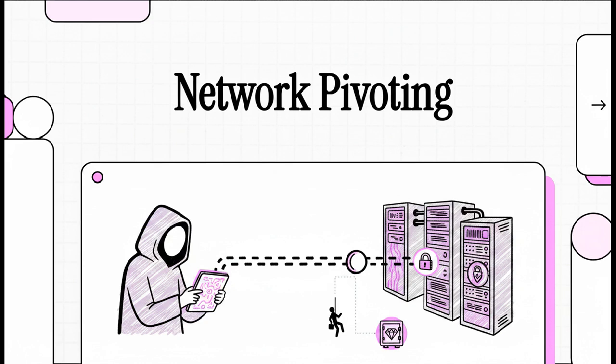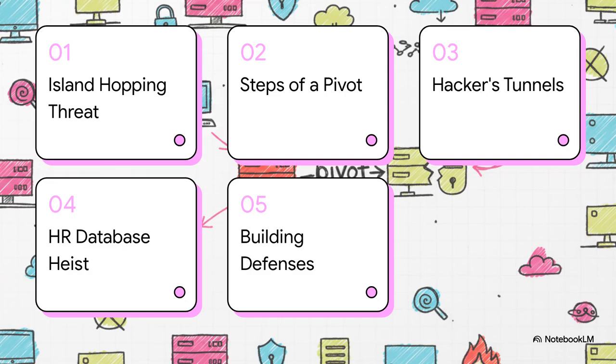We're going to break this whole thing down step by step, using simple words, completely demystifying how attackers actually move through a network, and, absolutely crucial here, how defenders can stop them dead in their tracks. Here is our quick roadmap for today. We'll start with the island-hopping threat, then we'll break down the exact steps of a pivot, expose the secret tunnels hackers use, walk through a real-world HR database heist, and finally, wrap up by building some unbreakable defenses. Don't worry, we're taking this intimidating topic and making it super easy to follow.